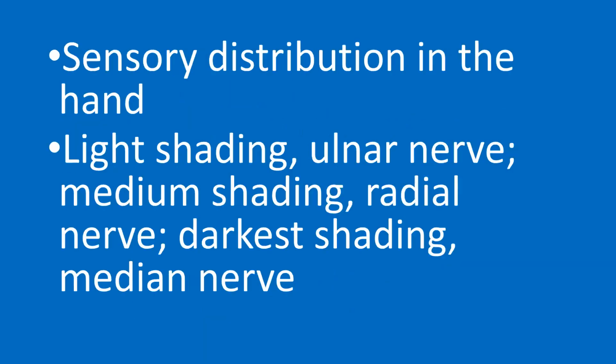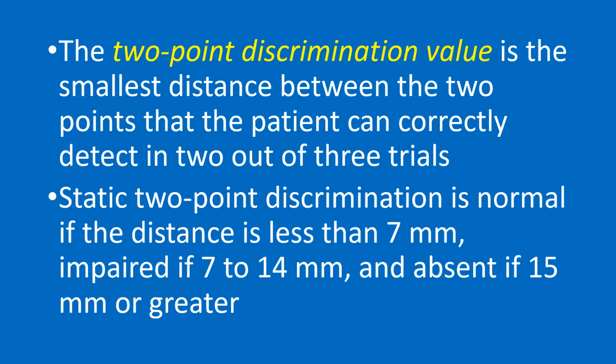Okay. Now, what about two-point discrimination value? It is the smallest distance between the 2 points that the patient can correctly detect in 2 out of 3 trials. The static 2-point discrimination is normal if the distance is less than 7 millimeters. You take two needles or a paper clip, divide it, make it at a certain distance, and you examine. If you see that the patient can identify it at a distance of 7 millimeters, this is normal, even if it's less than 7. And 7 to 14 millimeters is impaired, and 15 millimeters or greater is completely damaged.